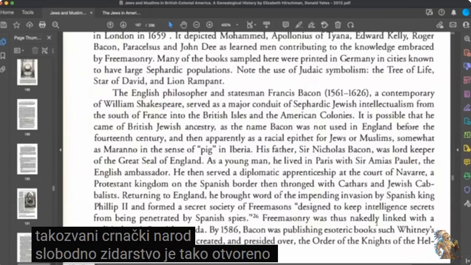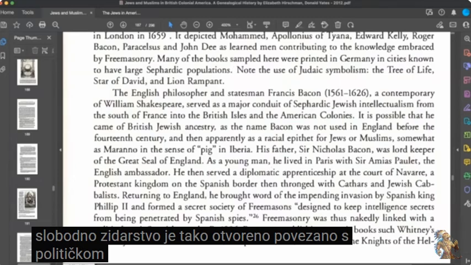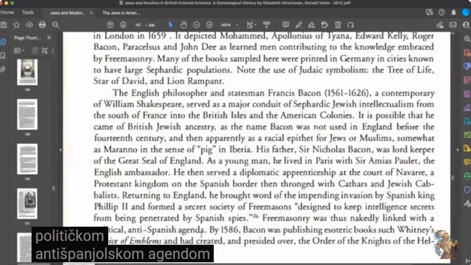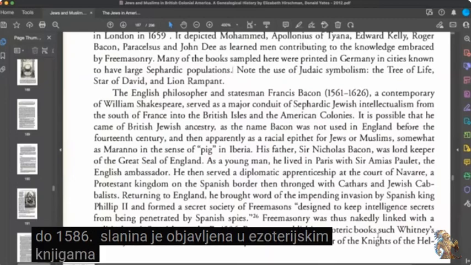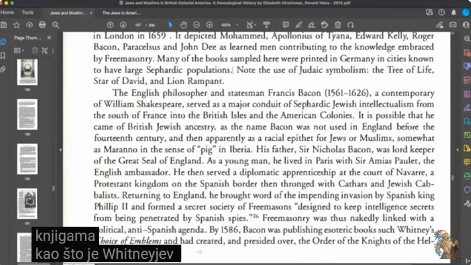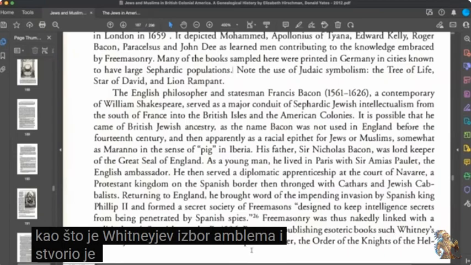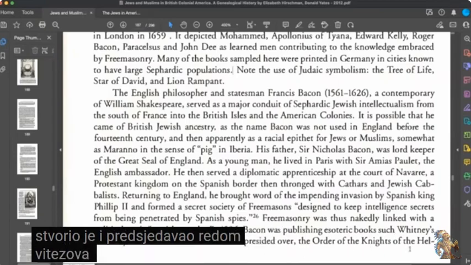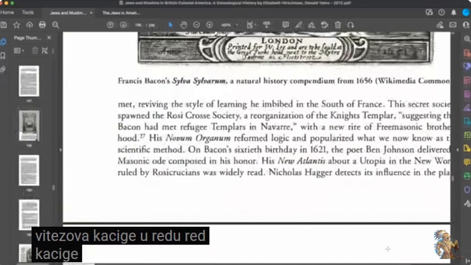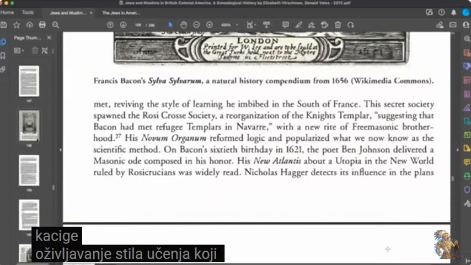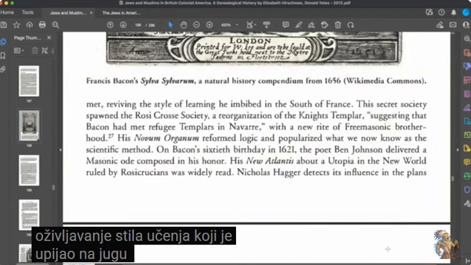Freemasonry was thus nakedly linked with a political, anti-Spanish agenda. By 1586, Bacon was publishing esoteric books such as Whitney's Choice of Emblems and had created and presided over the Order of the Knights of the Helmet. All right, Order of the Helmet, reviving the style of learning he imbibed in the south of France.